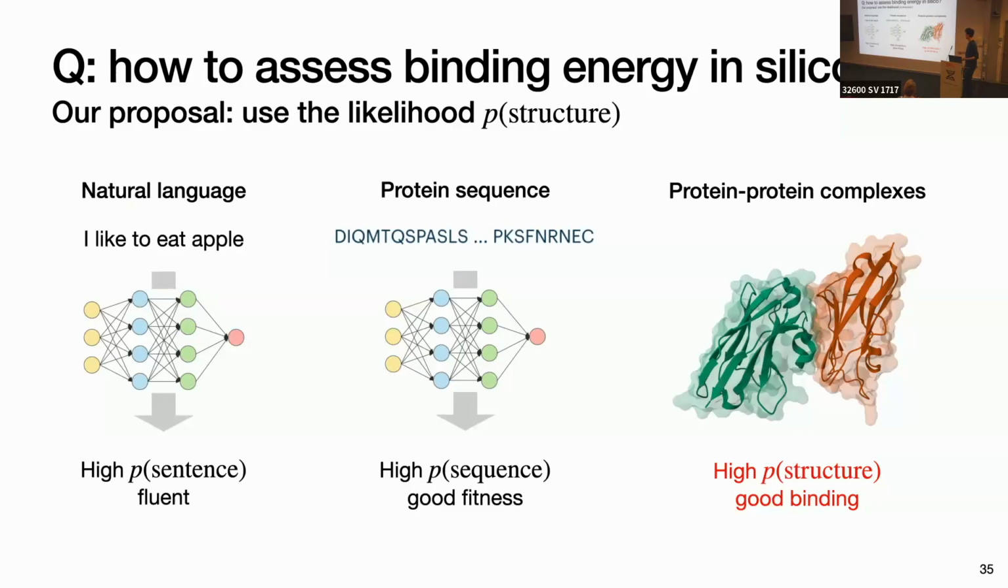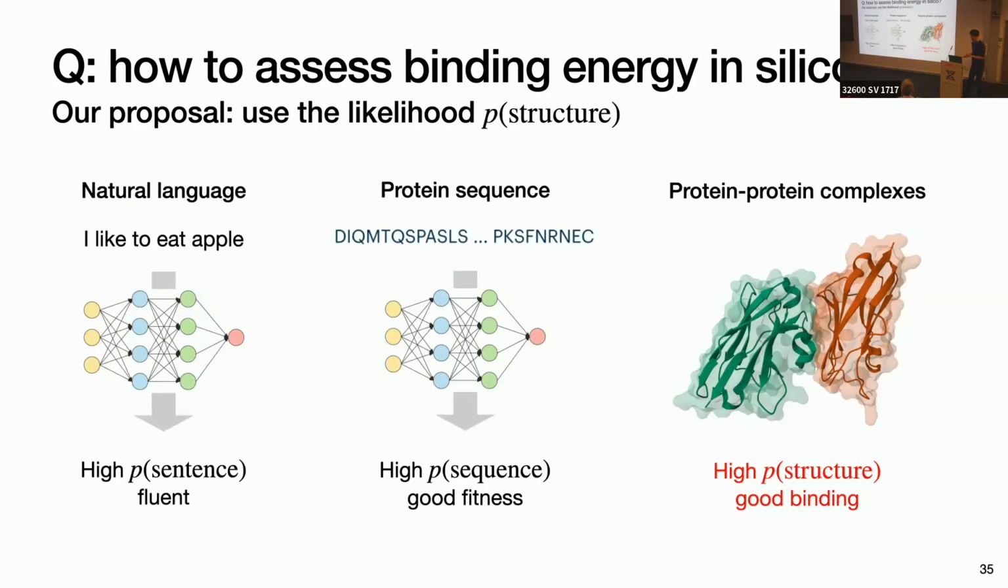I extrapolated this hypothesis a little bit further to protein-protein interactions, where my hypothesis is that if you have a high likelihood of the structure, not the sequence, but the structure, because the interaction involves a lot about shapes, then you might have good binding, right? So I try to formulate this binding estimation problem into a likelihood estimation problem, right?